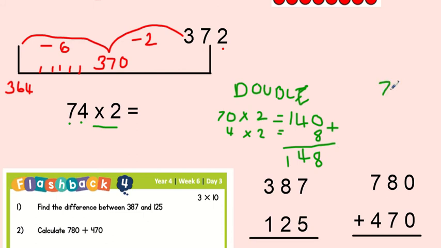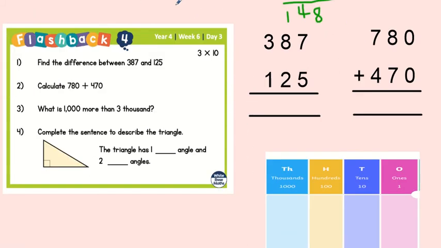Some people may have felt more confident to do the column method, which I'm just setting up over here for us. 4 multiplied by 2 is 8, and 7 multiplied by 2 is 14. 148. Right, let's have a look at our flashback then.